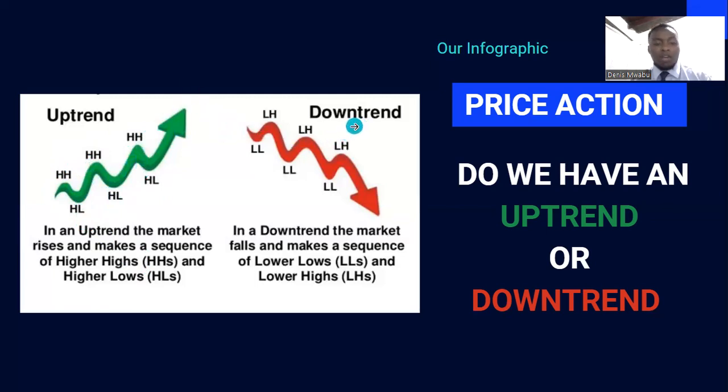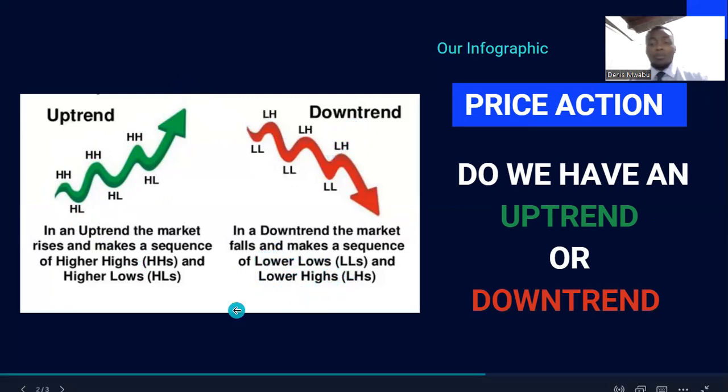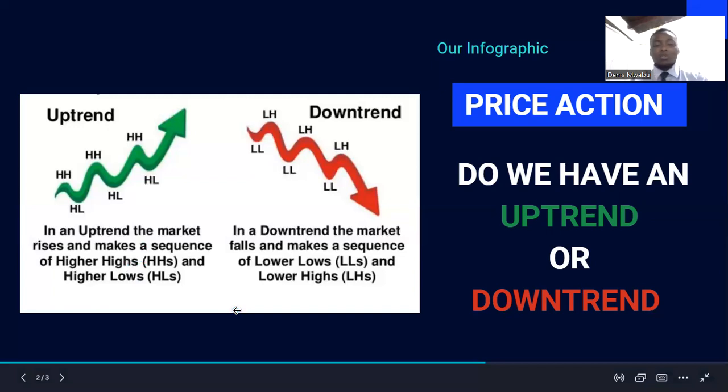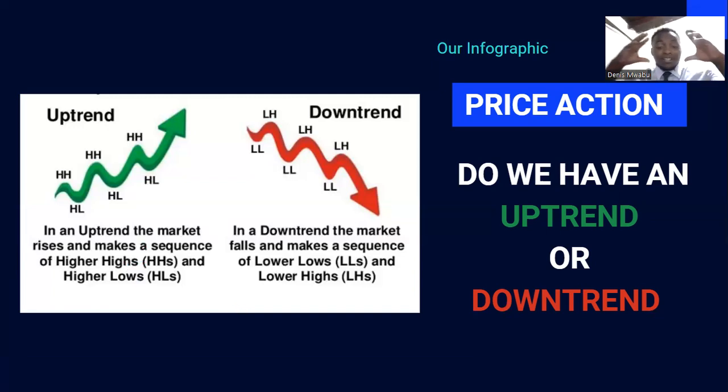And a downtrend is the reverse. In a downtrend, the market falls and makes a sequence of lower lows and lower highs. When people are trading binary options, they like complicating this. You find 1,001 lines on the graph, but you can get into profit using these simple things.